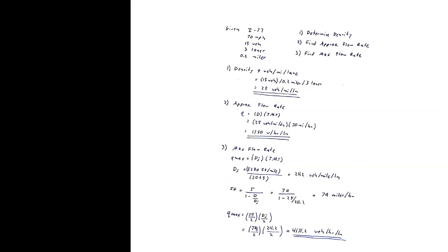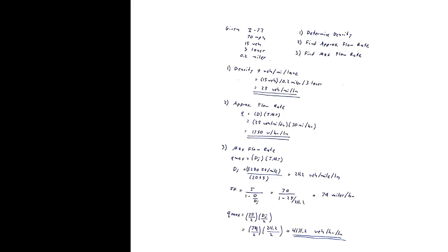Givens up top. 1. Density, vehicles per mile per lane. 15 vehicles, 0.2 miles, 3 lanes, equals 25 vehicles per mile per lane. Approximate flow rate, Q, equals density times space mean speed. Density, 25 vehicles per mile per lane. Speed is 70 miles per hour. Gives an approximate flow rate of 1750 vehicles per hour per lane.